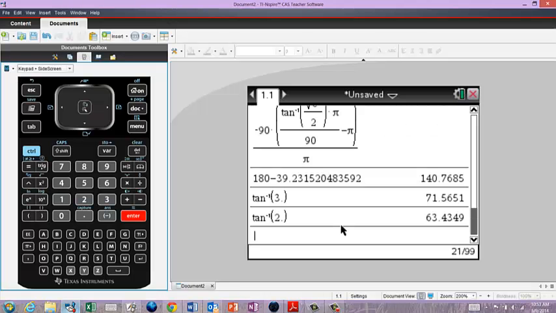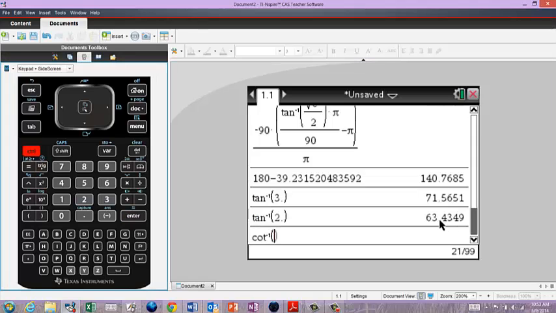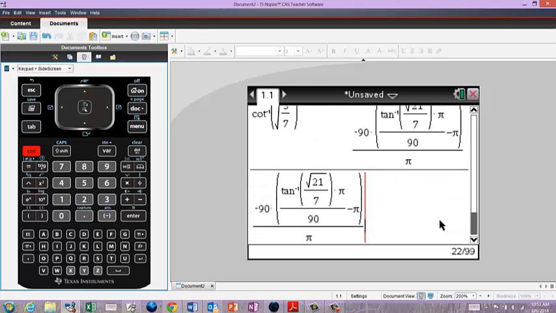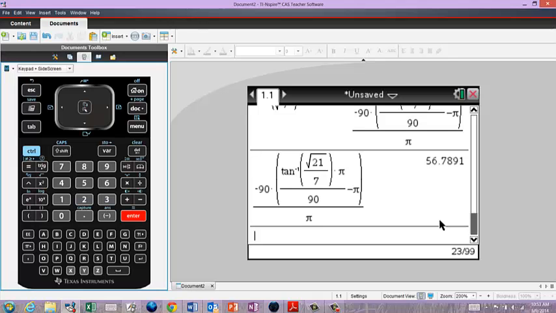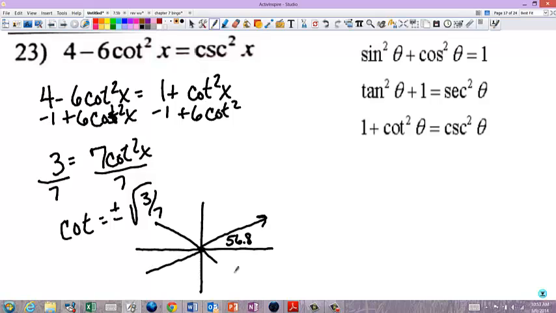So just find cotan. Square root of 3/7, and you get 56.8, and that just gives you your reference angle. If it gives you a negative, it's still just 56.8. And because it's plus or minus, I want all four. 180 minus it would be 123.2. 180 plus it would be 236.8. 360 minus it would be 303.2.